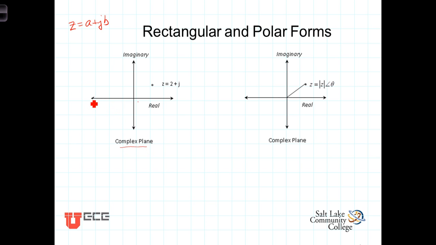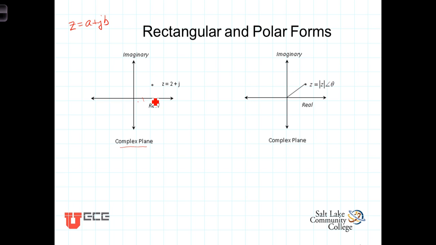complex plane, where the horizontal axis of the plane is referred to as the real axis, and we plot the real value of the complex number along the horizontal axis. The vertical axis becomes the imaginary axis, where we plot the imaginary part of our complex number. So for example, here we have z is equal to 2 plus j.